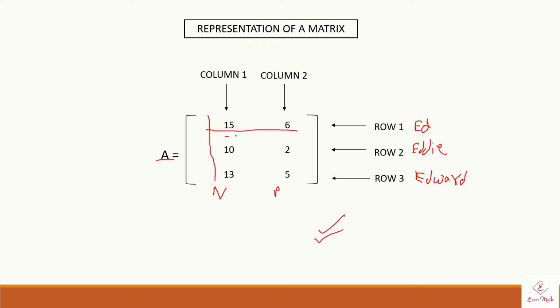अब यहाँ पे जो numbers हैं 15, 6, 10, 2, 13, 5 ये सब data से हमने collect किया है और इस numbers को हम entries या फिर elements भी बोलते हैं कोई matrix का. So this is a basic representation of any matrix. Pause the video to note this down.